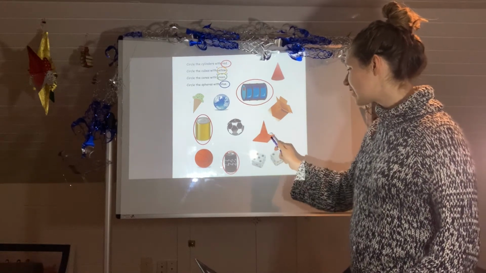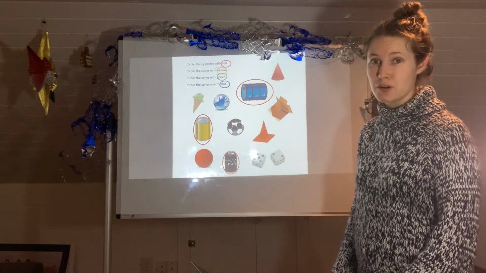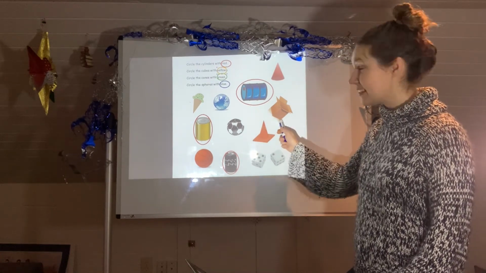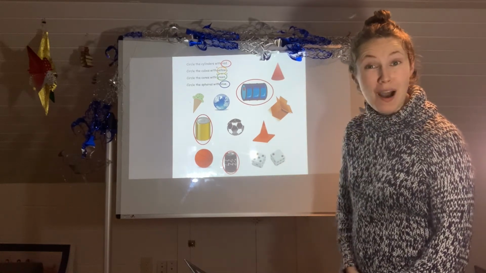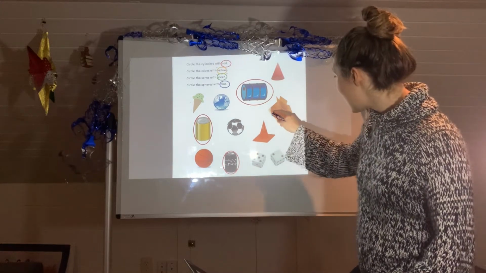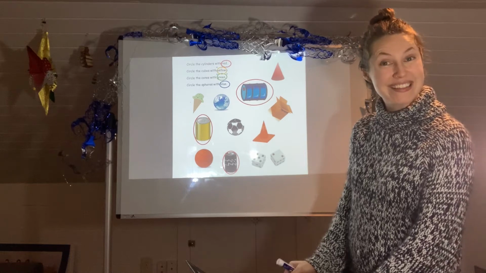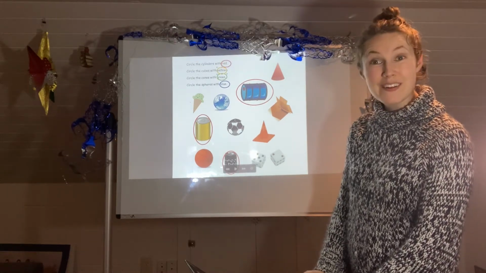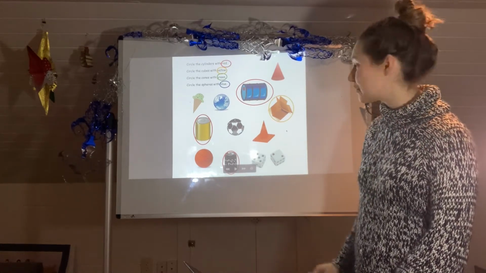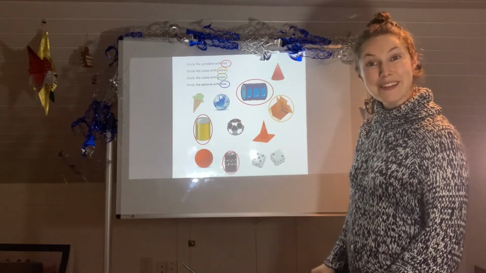No, that has a circular part on it, so it's not a cube. Oh, but I see a box. A box has 6 square faces, and it has no round parts. A box is a cube. So let's circle it yellow. Perfect, we found our first cube. Let's keep looking.